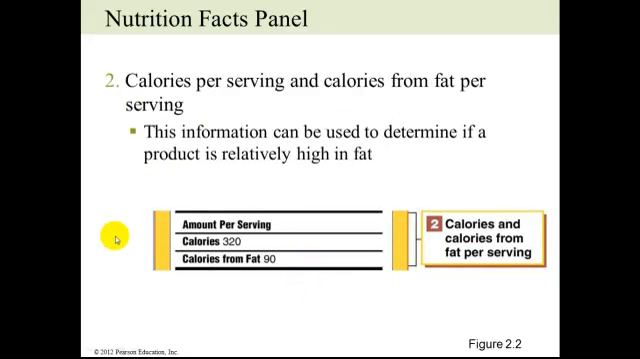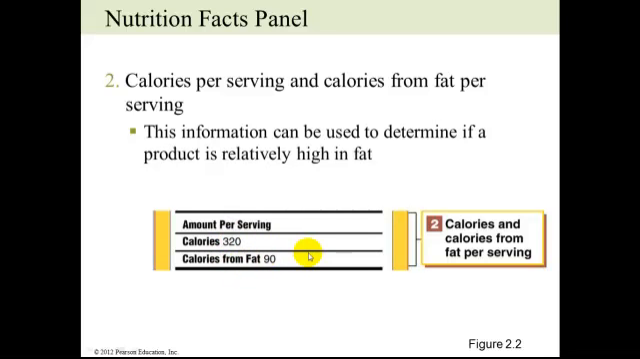Now the next part, what most people do worry about, is the calories per serving. Please note this is calories per serving, right? So the calories here, 320 calories, 90 of them come from fat. Those have to be shown specifically: calories and calories from fat.